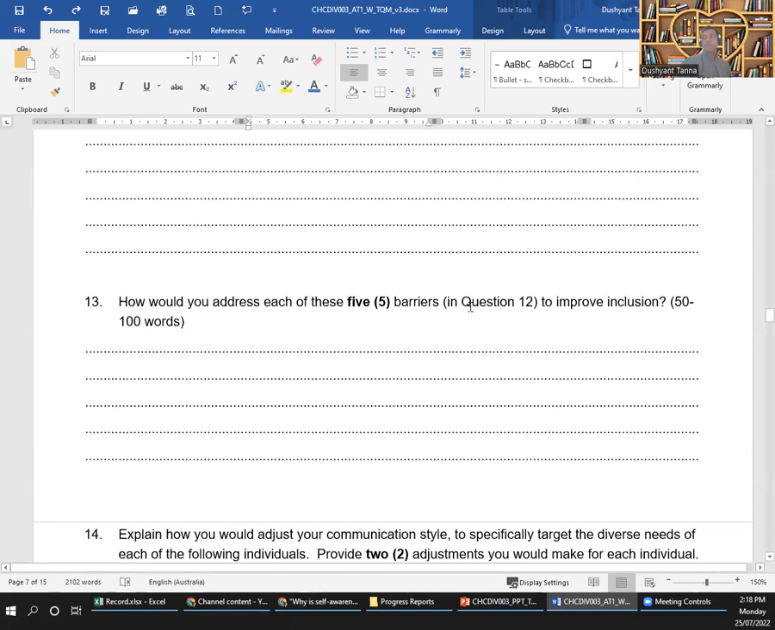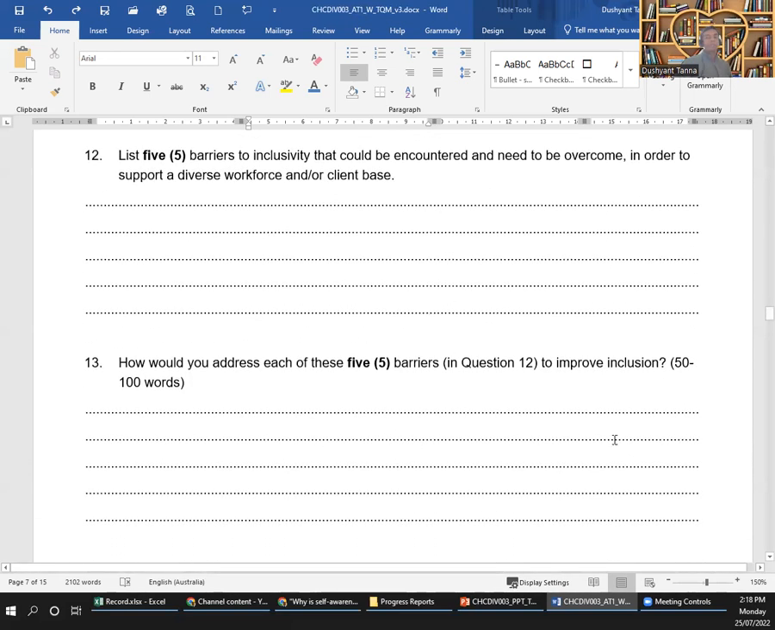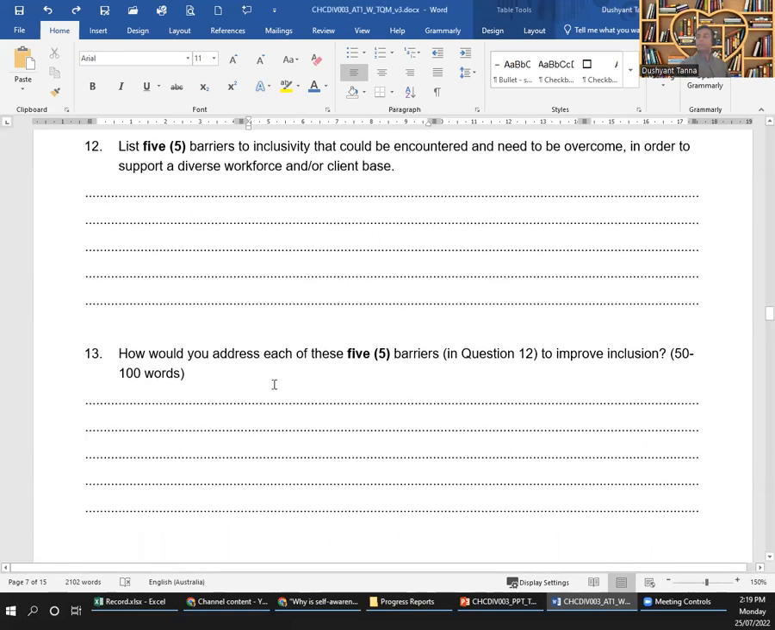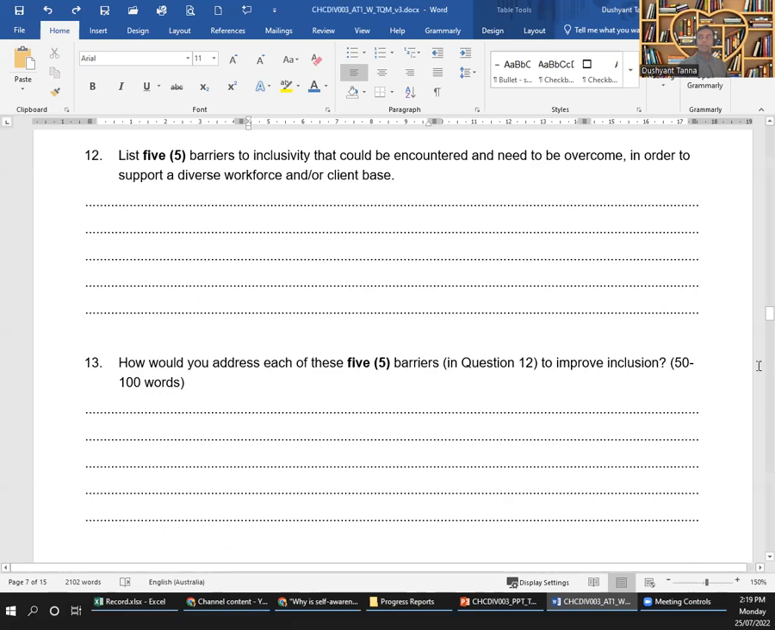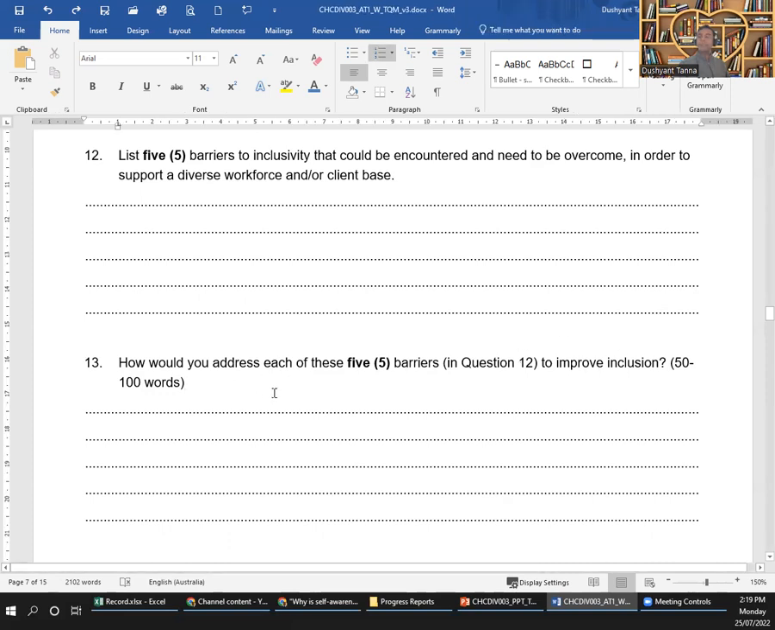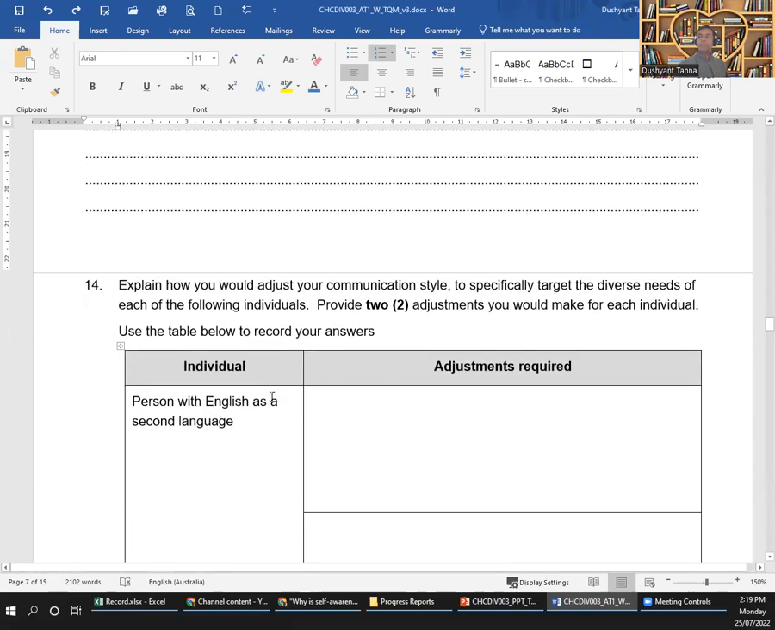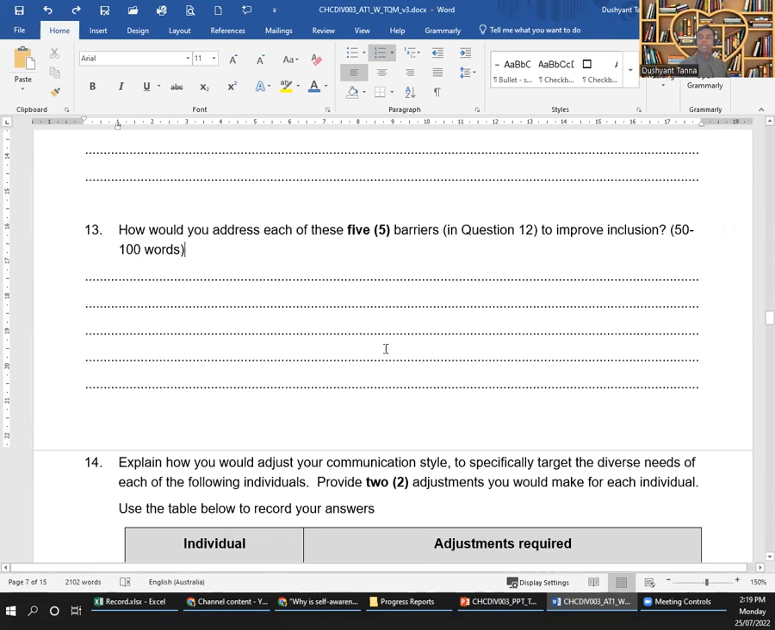How would you address each of these five barriers? Here you're listing them and here you're overcoming them. I already said policy: your policy needs to include all the LGBTI communities, like lesbian, gay, transgender, and others. It's already legislation, so your company needs to accommodate those as well. Then work hours: go for some common parties to reduce any personal barrier.